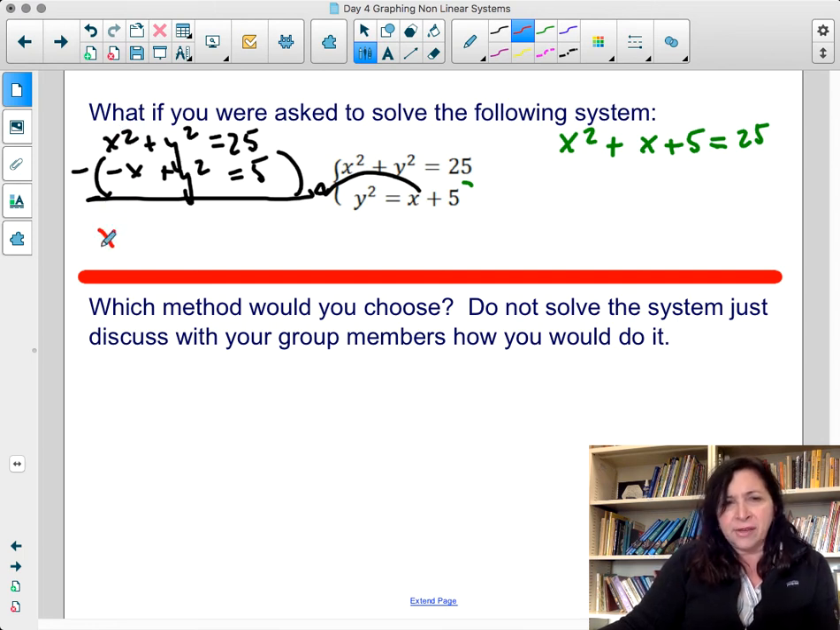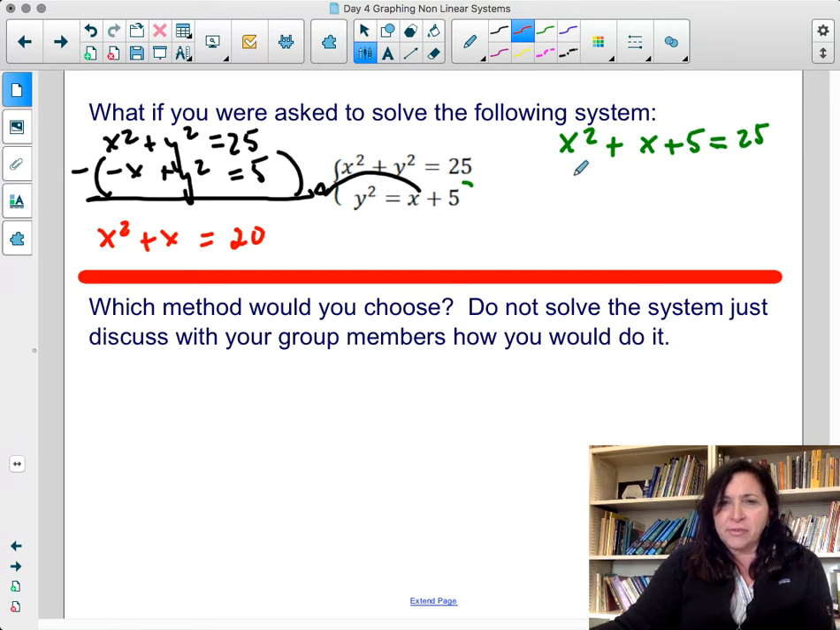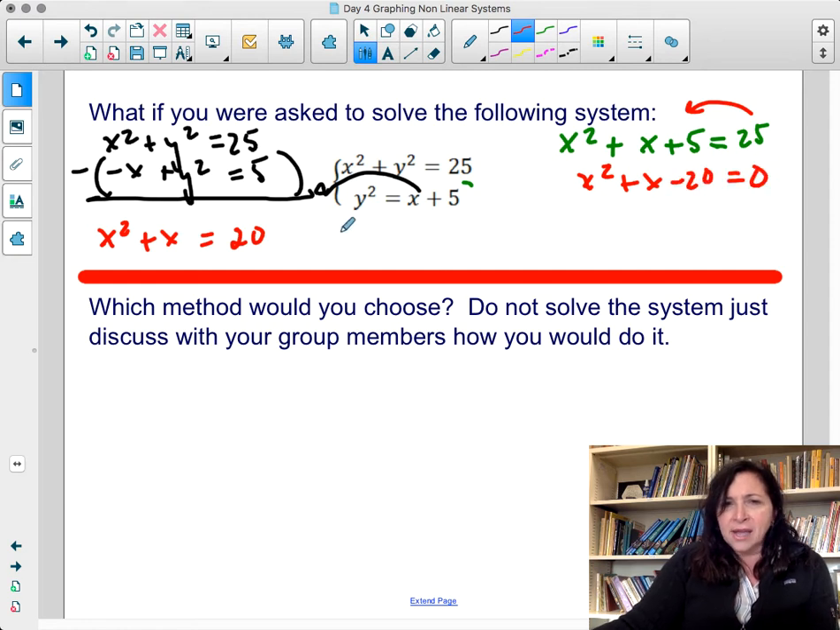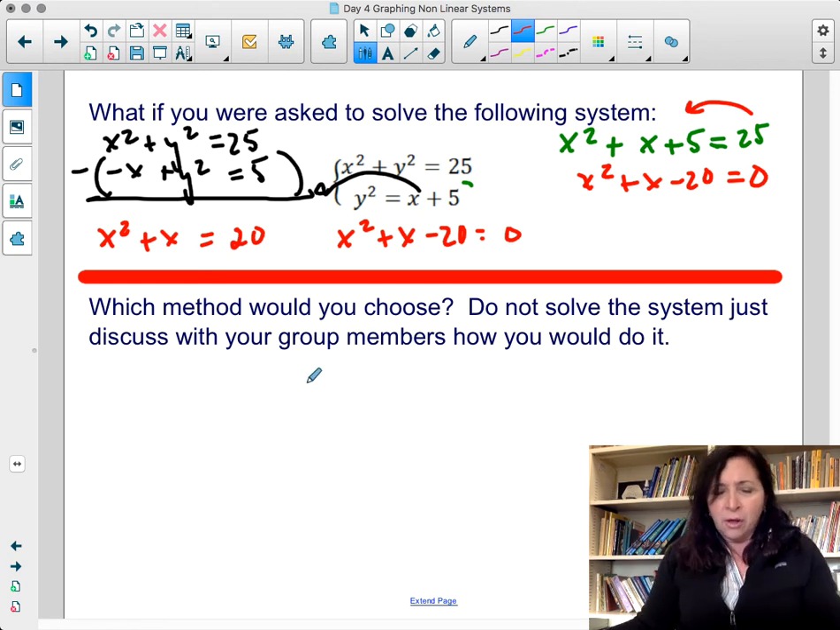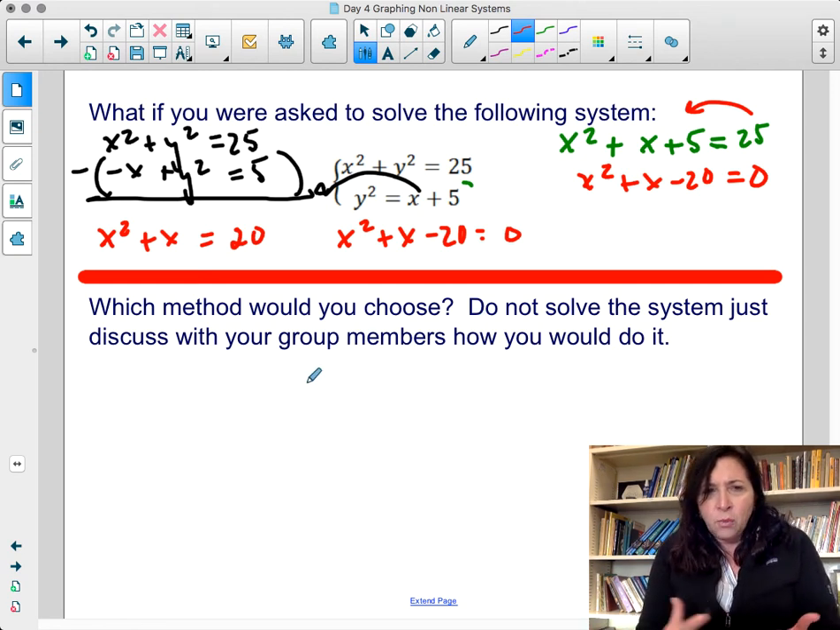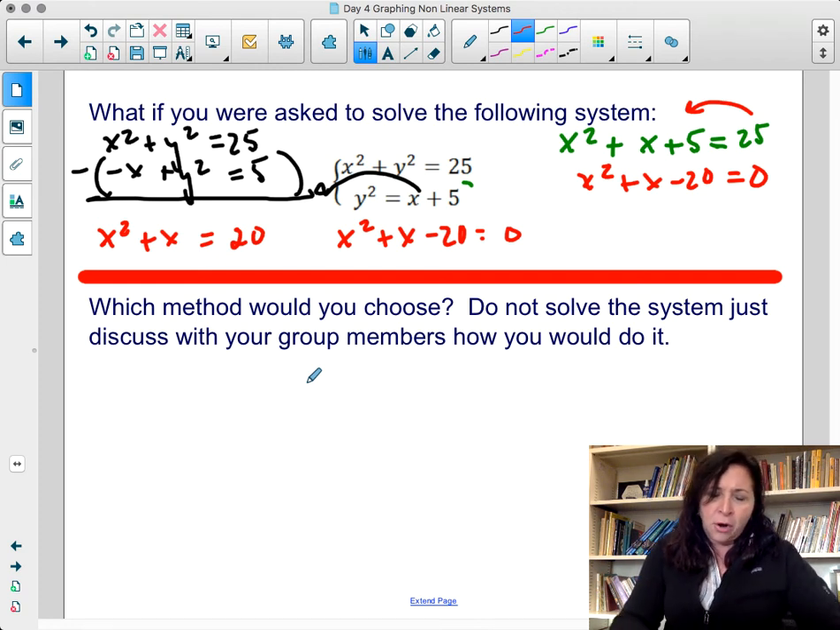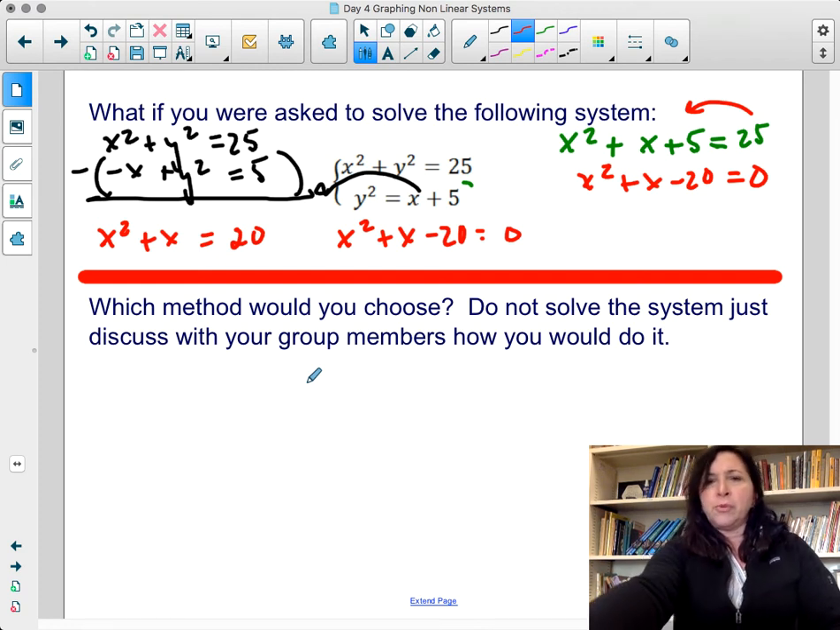But then you see these don't disappear. What you end up having is x squared minus negative x, so plus x. Y squareds cancel. 25 minus 5 is 20. If I had substituted, if I had continued this, I'm going to get this same thing: plus x minus 20 equals 0, and then factor, solve, etc. Just saying, you have options. Either way would work. I just want you to be aware that there are multiple ways to do that.